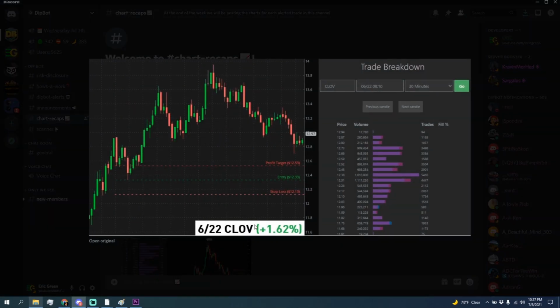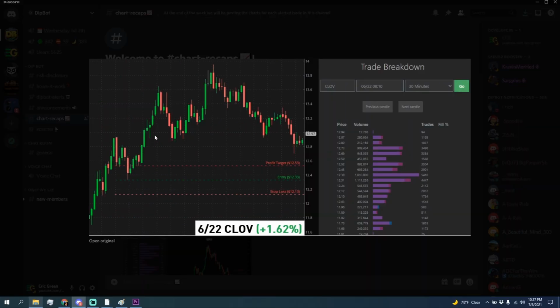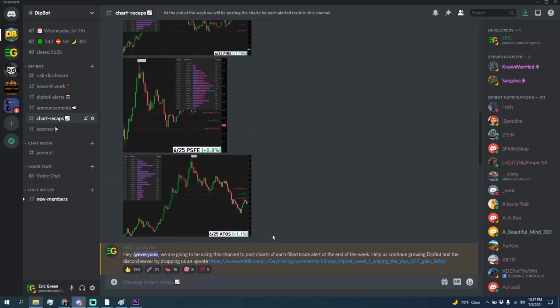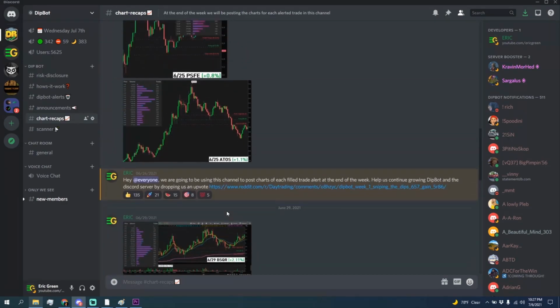And then the last trade that we have is CLOV, another perfect bottom tick entry into profit target. And this one could have been, you know, like a 6R trade, maybe 8R trade all the way up here. So overall, these are the trades since we've begun keeping track of them in the chart recap so that everyone can easily just go scroll through and see what's happening.